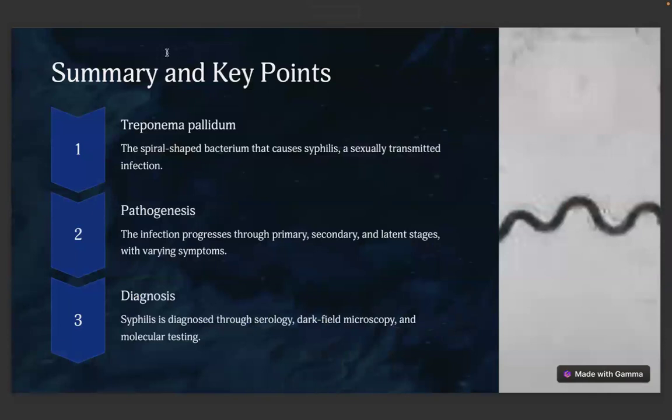So that's the summary and key points of all that we mentioned earlier: a glimpse of the shape and properties of the bacteria, the pathogenesis, and the diagnosis. All right, that's it, guys. This is all we need to say for the Treponema pallidum bacterium, for the microbiology for Step 1.